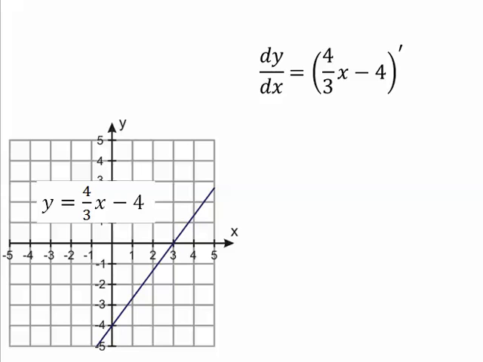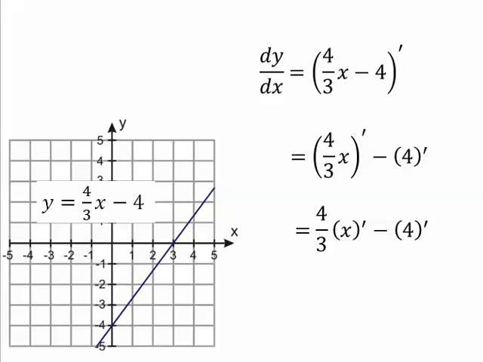But I'd like us to practice our derivative rules. So the derivative of 4/3 x minus 4. First I use my difference rule. The derivative of the difference is the difference of the derivatives. Then I use my coefficient rule. I only used it once, for the first term. Then the derivative of x is 1. The derivative of 4 is 0.